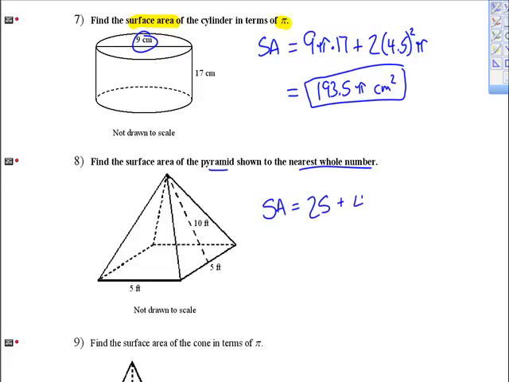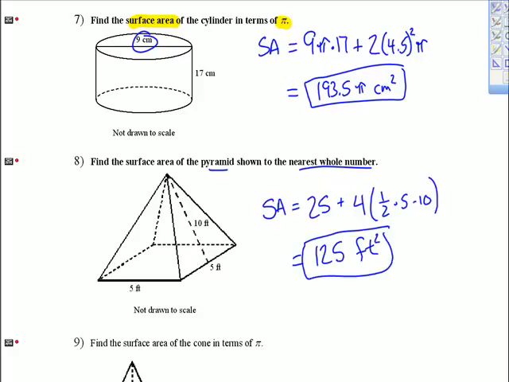Plus, I've got these 4 congruent triangles on the sides that have a base of 5 and a height of 10. Well, I know the area of a triangle is 1/2 times the base times the height. So I can go ahead and plug that in and see what we've got here. Half of 10 is 5, times 5 is 25. 4 25s is 100, plus another 25 is 125. And this is square feet. Any questions on these last two problems?